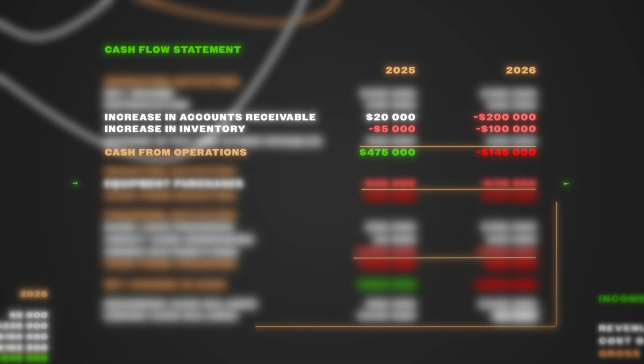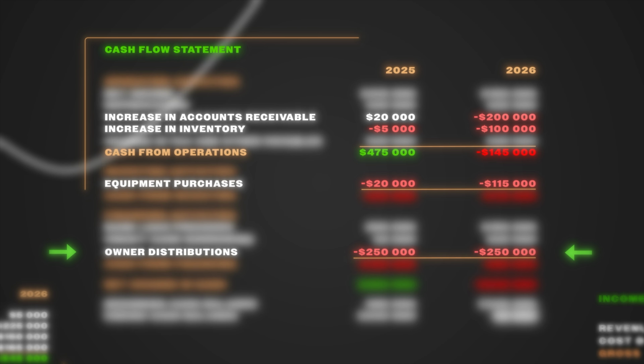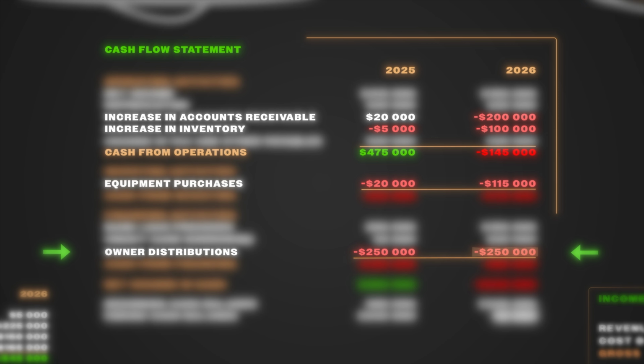But that wasn't all. The company also spent $115,000 on some new equipment, and Joe issued a $250,000 dividend to himself. In part 1 of this video, I talked about how dividends are part of the retained earnings, which is a balance sheet item, not an income statement expense. So Joe didn't even see his dividend on the income statement.